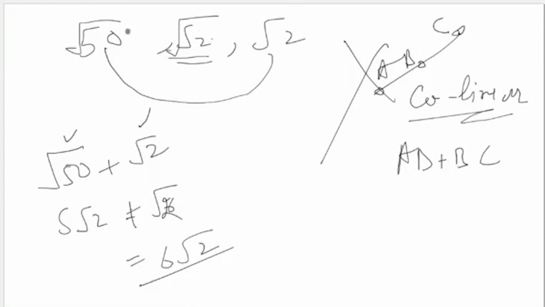Very good. That is what I am saying. What do children do? 50 plus 2 is equal to 52. Therefore, yes, these are collinear.